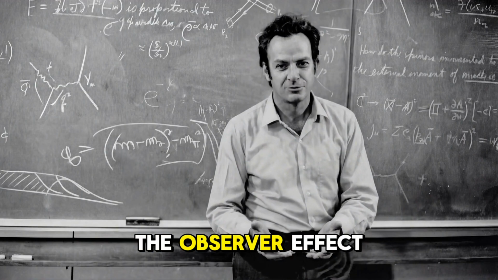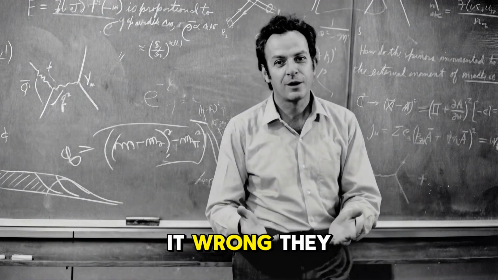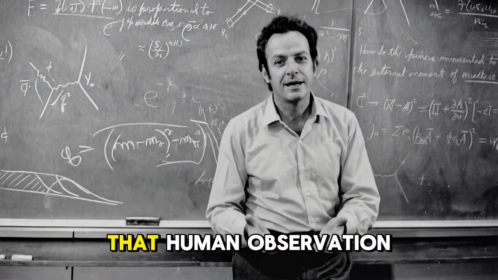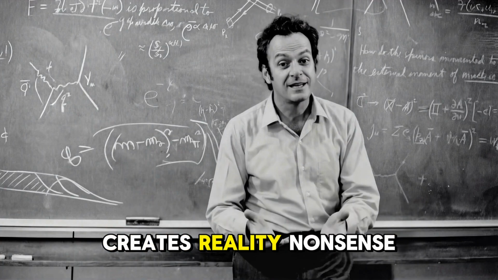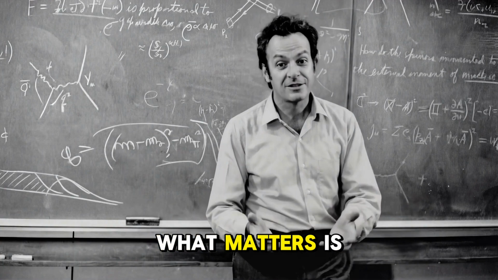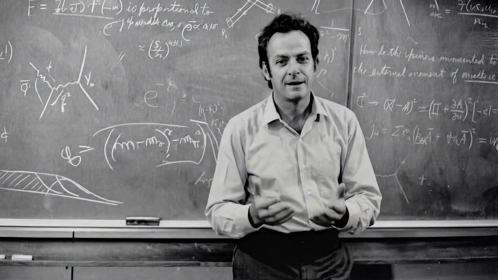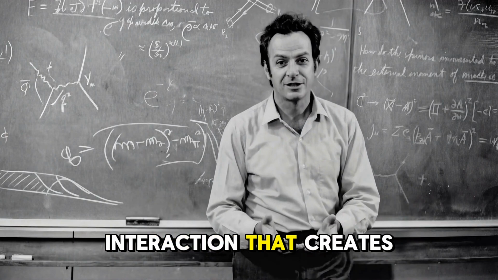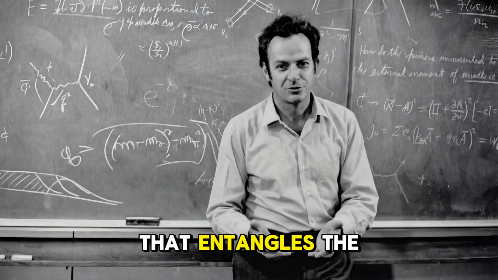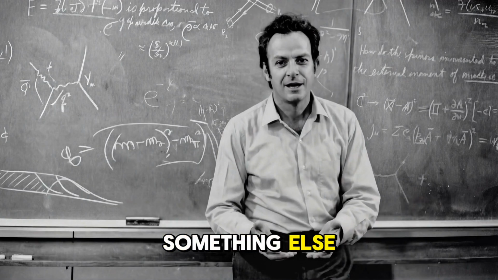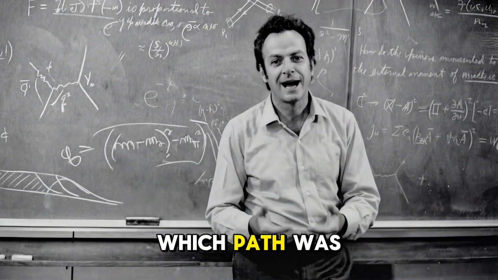People call this the observer effect, and they get it wrong. They think consciousness matters, that human observation creates reality. Nonsense. What matters is information, physical information existing in the universe. Measurement means any interaction that creates a record, that entangles the electron's state with something else in a way that could reveal which path was taken.